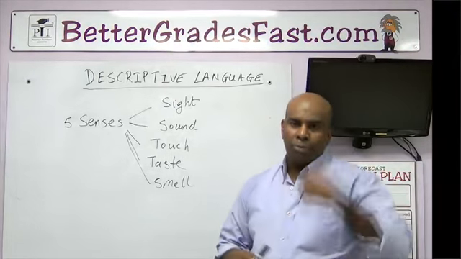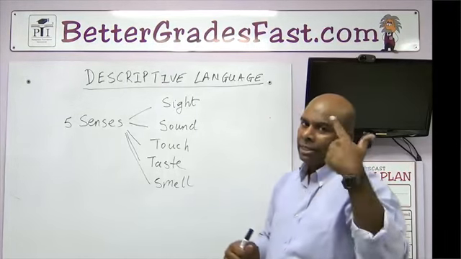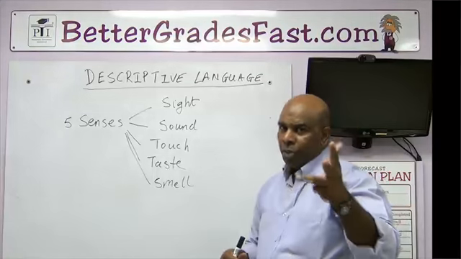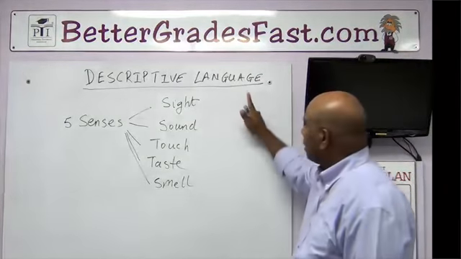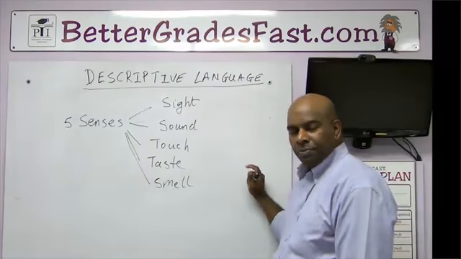We are looking at the final element of the short story today. To recap, we looked at plot, character, setting, point of view, and theme. Now we're up to the last element, the sixth element, descriptive language.